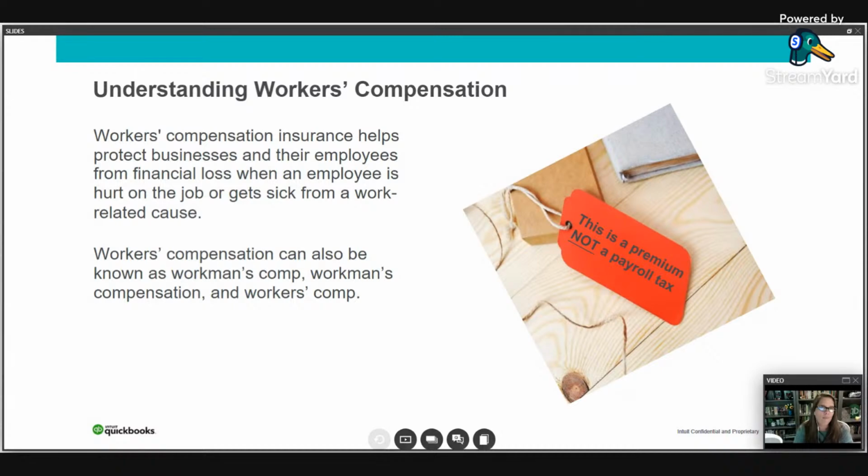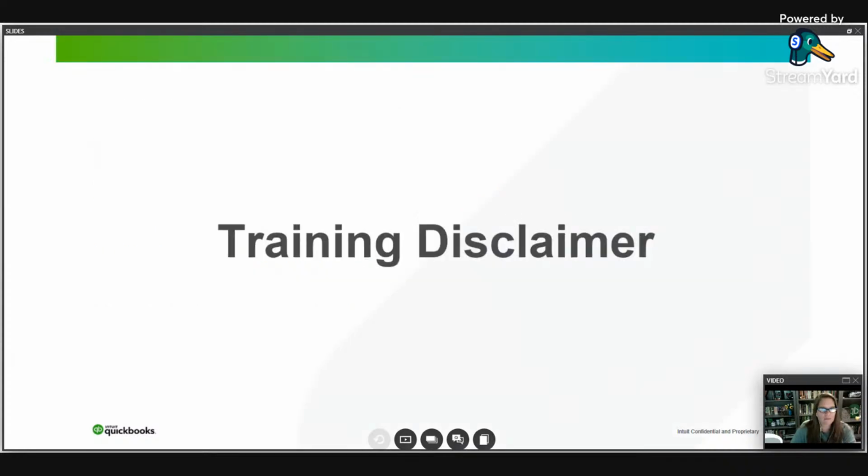So workers' comp insurance, this helps protect businesses and the employees from any financial loss if an employee is hurt on the job or gets sick from a work-related cause. So this could be workers' comp, might be workman's comp. You're going to hear it called a bunch of different things. If you have employees, you're required to have this.